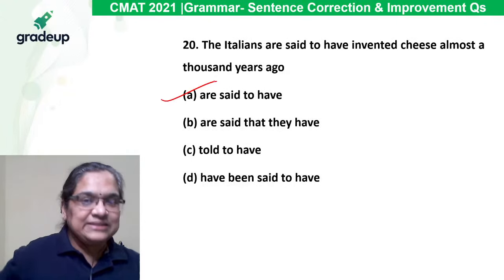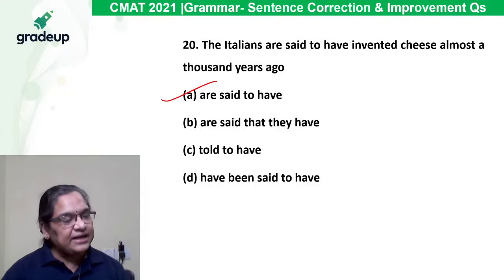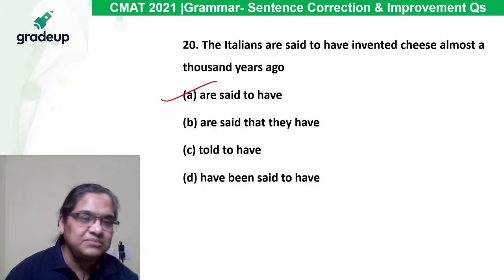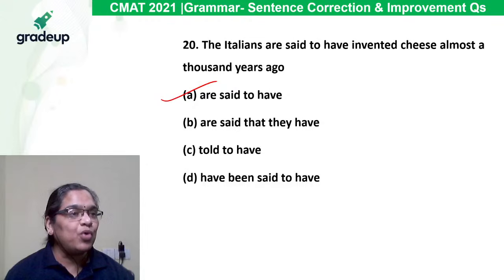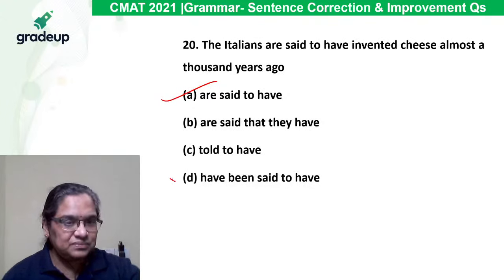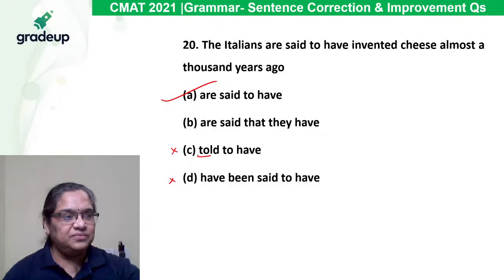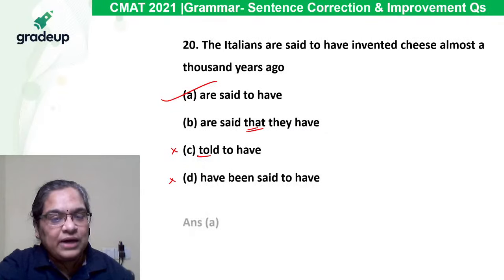Okay, the Italians are said to have invented cheese. It is said that the Italians invented cheese becomes the Italians are said to have invented cheese. This is more a usage question. Have been said is wrong. Told is wrong. Okay, that too is considered, it's called butler English. Galat hai pura.